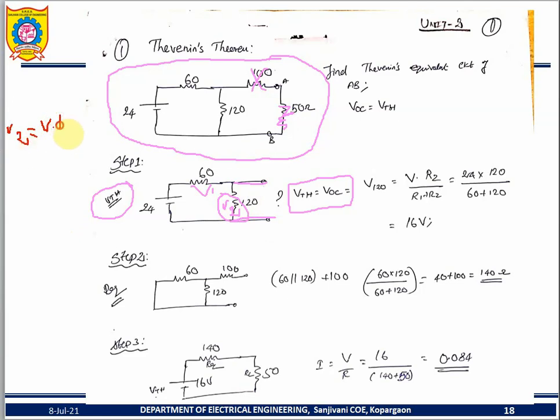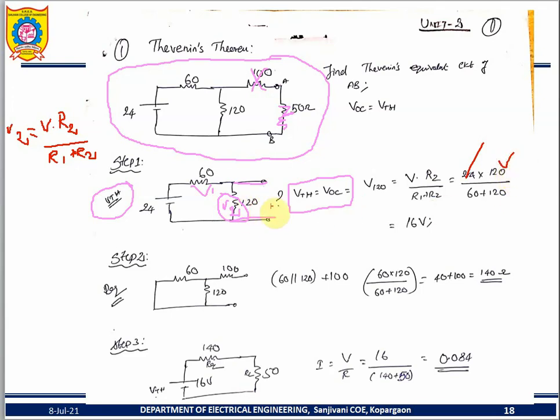So R2, divided by R1 plus R2. Very good. This is a formula. Substitute the value. What is the V value? 24. Substitute. Then R2. What is R2? 120. 120 ohm. Very good.